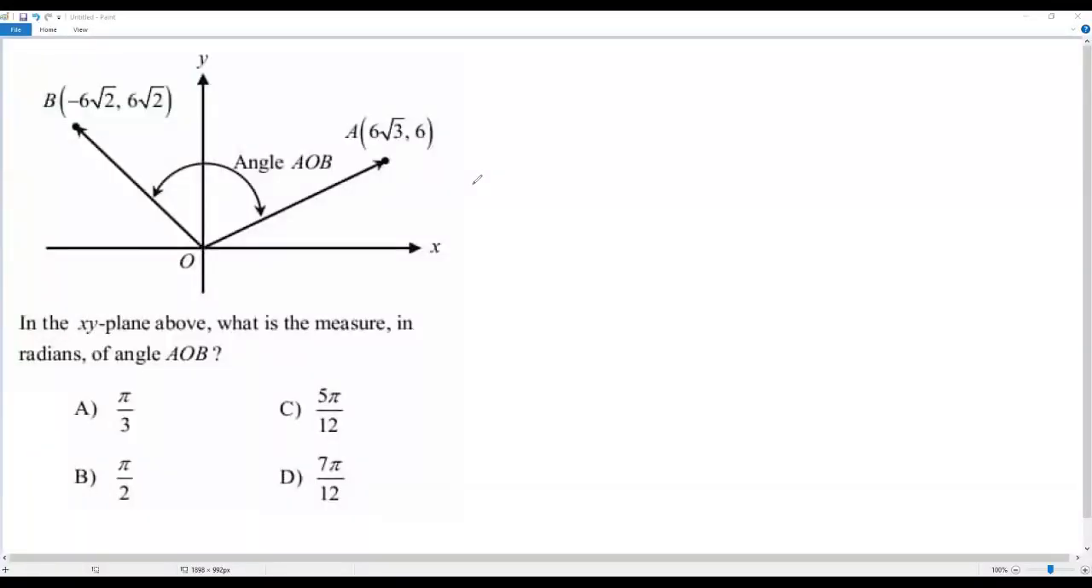Here we have a SAT math problem. Okay, let's go to the question. In the XY plane above, what is the measure in radians of angle AOB? So here we have angle AOB. We have to get the angle measure in radians.